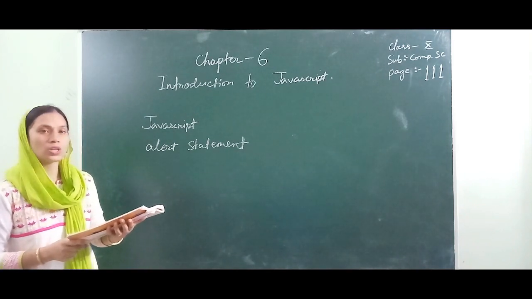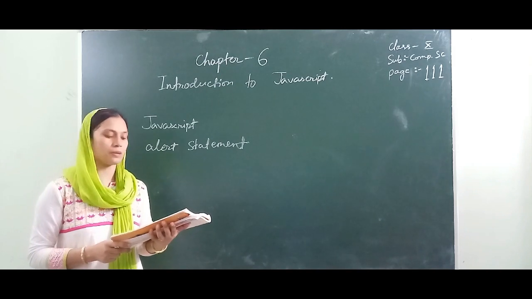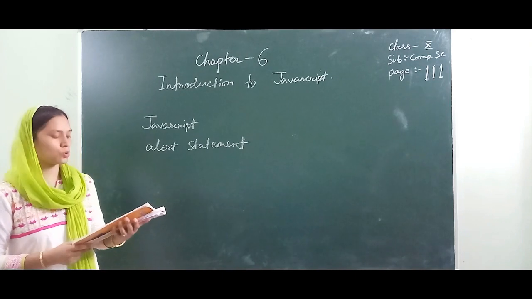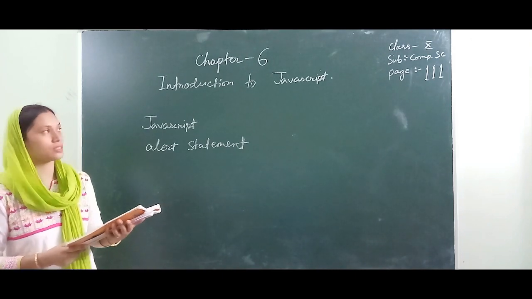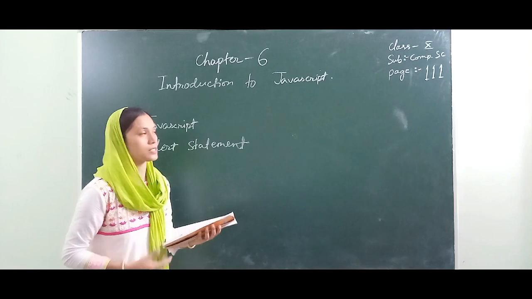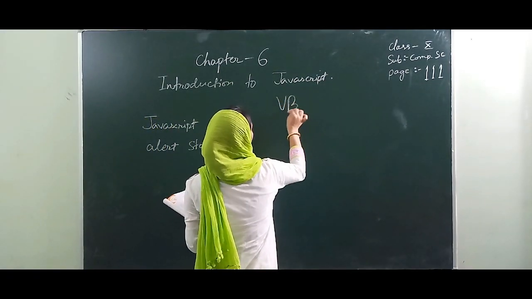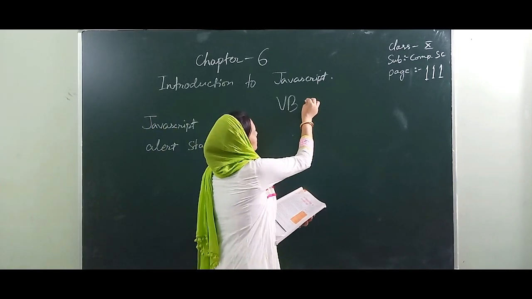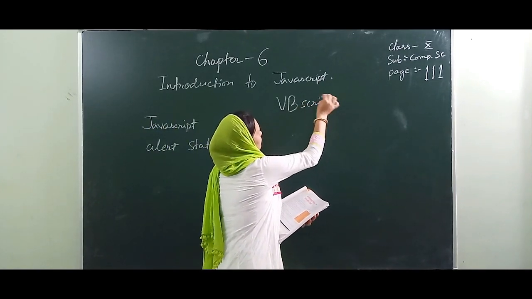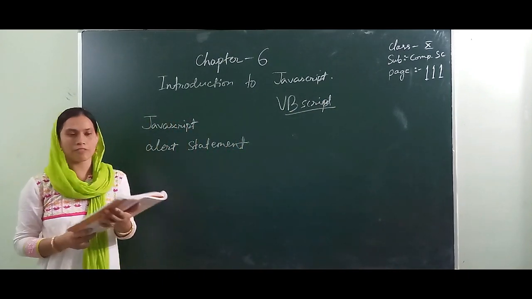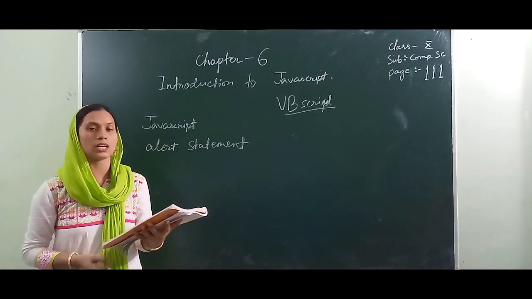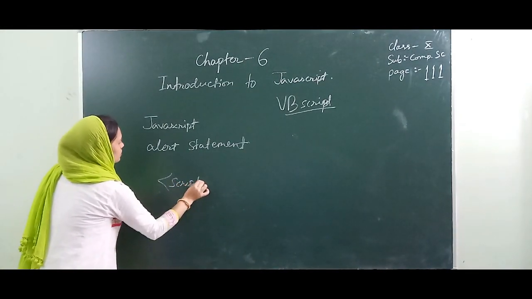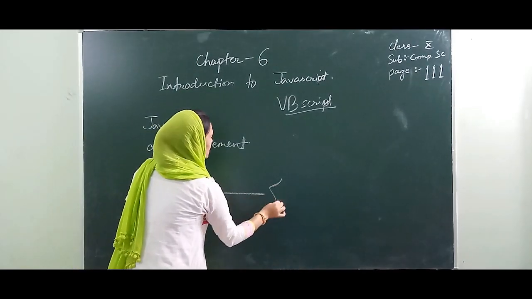Not only JavaScript, we have one more script that is called VBScript. We can also use VBScript as a scripting language. So there are two scripting languages that we can use, JavaScript and VBScript. But in this class 10, we are going to learn only JavaScript. For using JavaScript in HTML, we will use a tag called the script tag, and we are going to close the script tag.